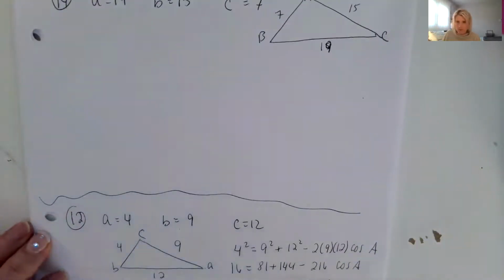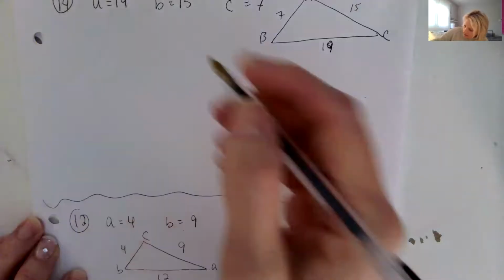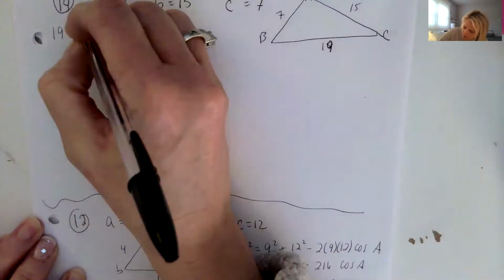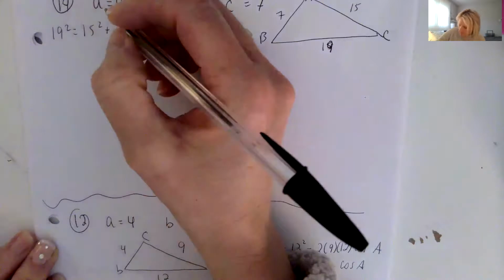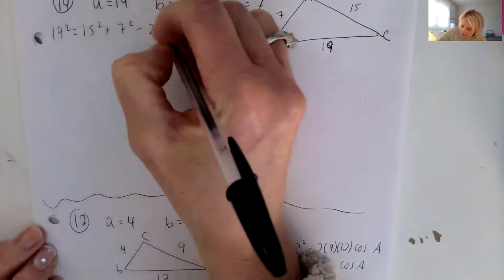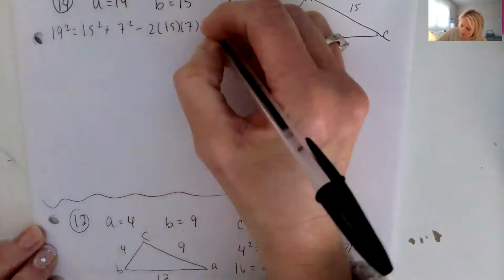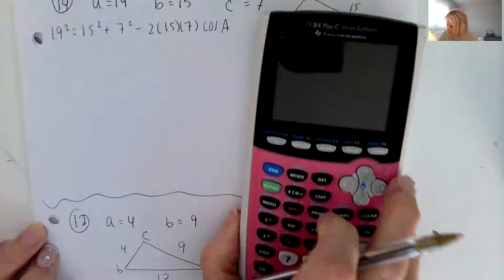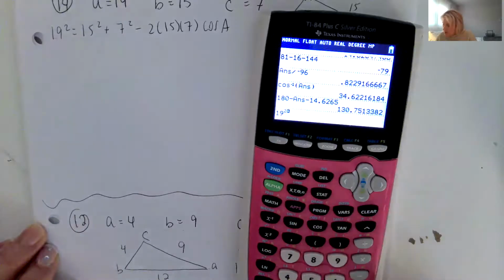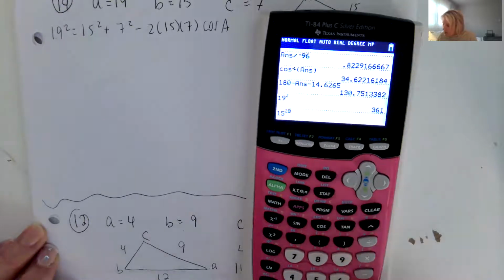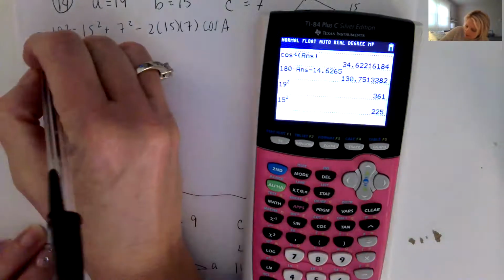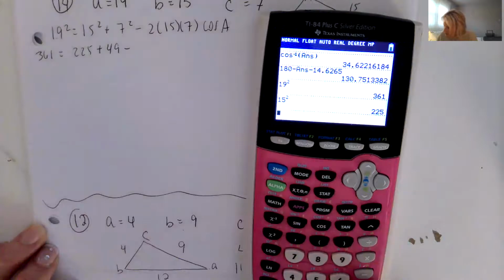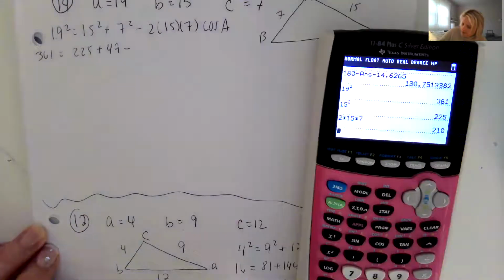So I'm going to just do the same thing I did before, solve for A and B. To solve for the angle A, I've got 19 squared equals 15 squared plus 7 squared minus 2 times 15 times 7 times cosine of angle A, because I'm using side A. So 19 squared is 361 equals 225 plus 49 minus 2 times 15 times 7, which is 210.